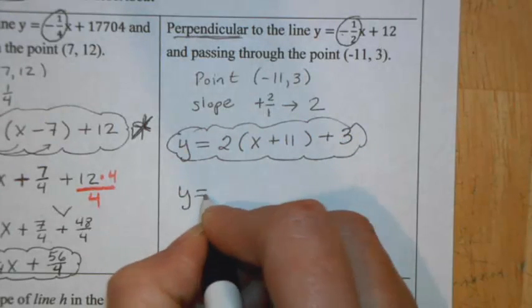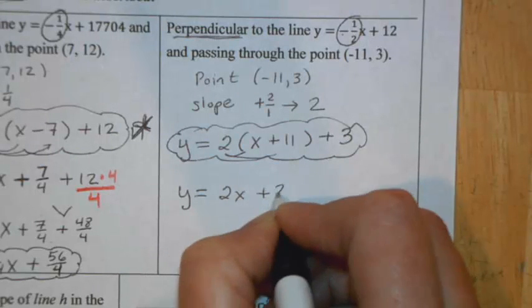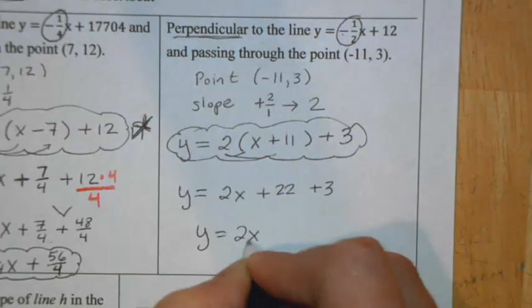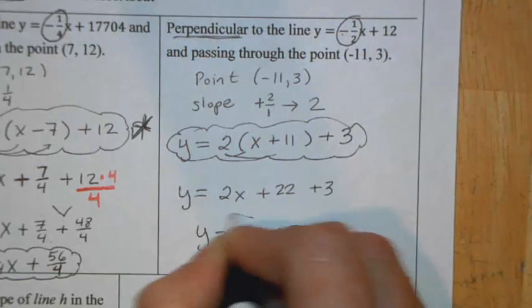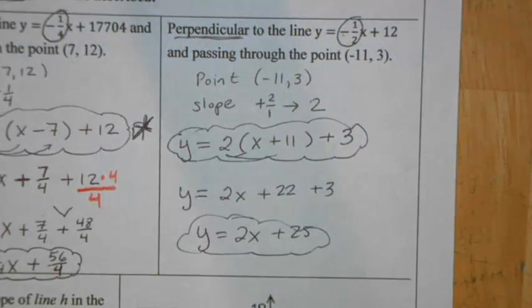We'll call it good. Bring the 2 through those parentheses and call that 2x plus 22. Add the 3 onto that, and you've got y equals 2x plus 25. And there's your slope-intercept form. So we can give it in either form. Just depends on which one you like the best.